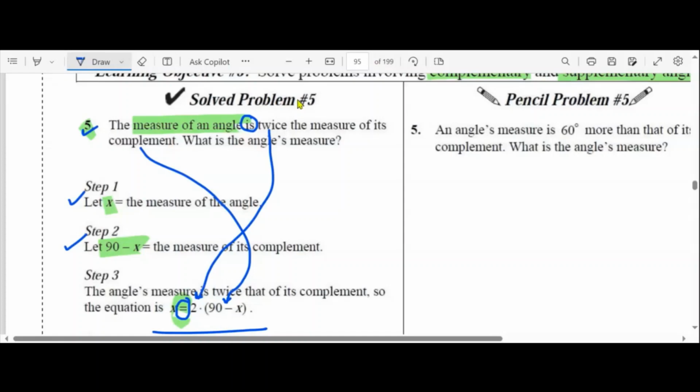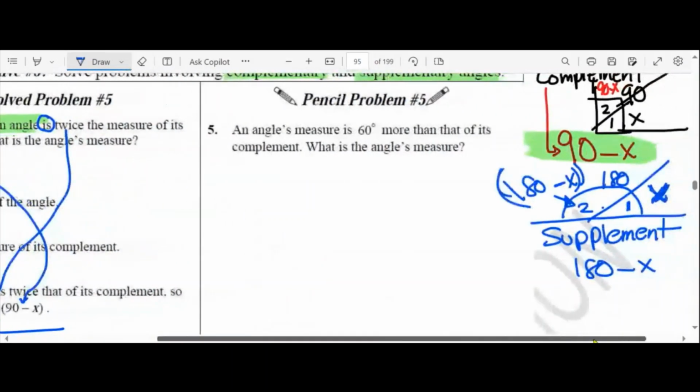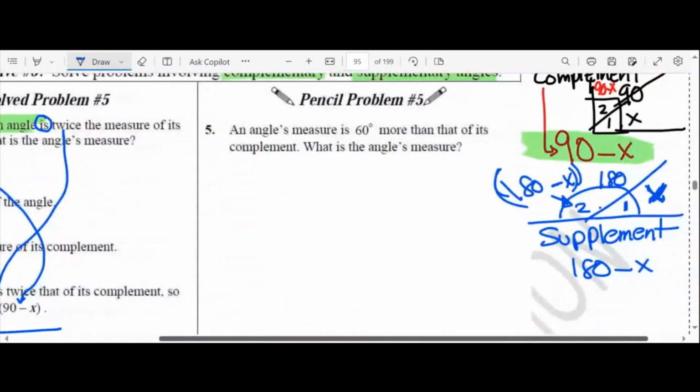Please read loud. An angle's measure is 60 degrees more than that of its complement. What is the angle's measure? So the first thing we're going to say, let the angle measurement be x. More than means what? Plus. What about the complement? The complement will be 90 minus x.